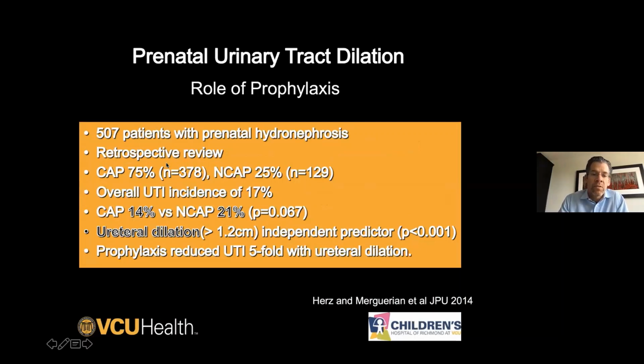Most patients were managed with prophylaxis. Overall infection rate was 17%, so that's pretty high. Prophylaxis approached significance, but it wasn't significant. However, this was one of the first groups to look at ureteral dilation, and they found this to be an independent risk factor for infection if the dilation was greater than 12 millimeters. Equally, they found that prophylaxis decreased the infection rate. And more to come on that, because we've recently found that in unpublished data with the large registry that we run.